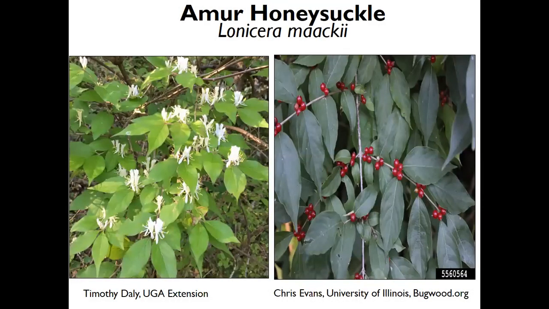Amur honeysuckle is several exotic bush honeysuckles. It was used for wildlife cover, erosion control, and as an ornamental. Once established, it competes for nutrients and light like other invasive plants. Its seeds are readily spread by birds and small animals.